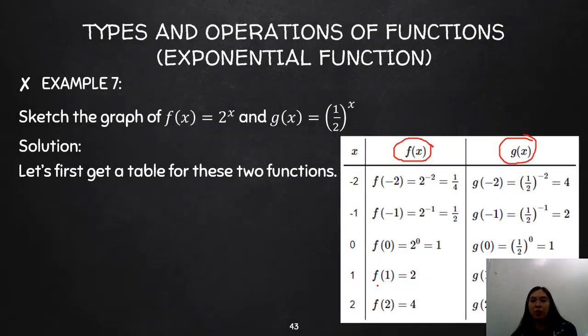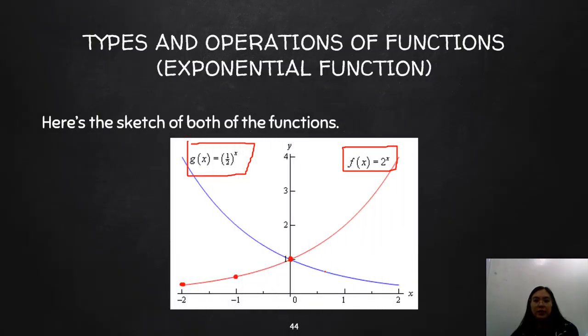Tapos, at 1, the value of your y is 2. Diba? At 1, the value of y is 2. And at 2, the value of y is 4. So, once you have plotted the points, magka-create ka lang po ng line connecting those dots para po ma-sketch mo yung function. So, ganun din po yung sa ginawa niya sa isa pang function. Nag-plot lang siya ng mga points and then kinonect niya lang yung dots na yun.